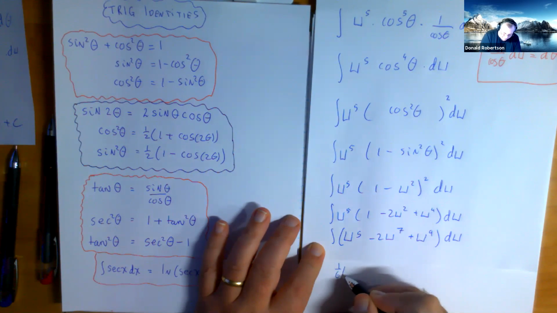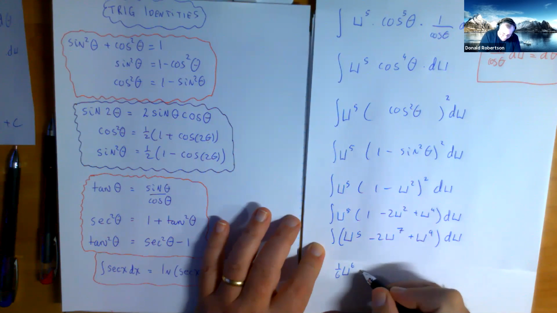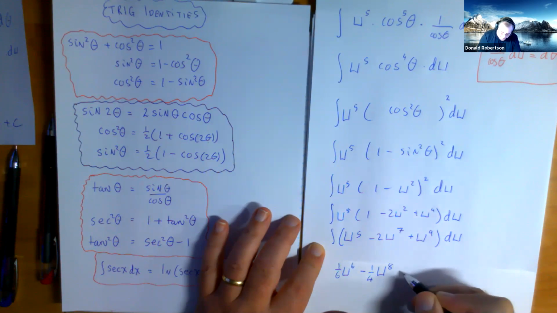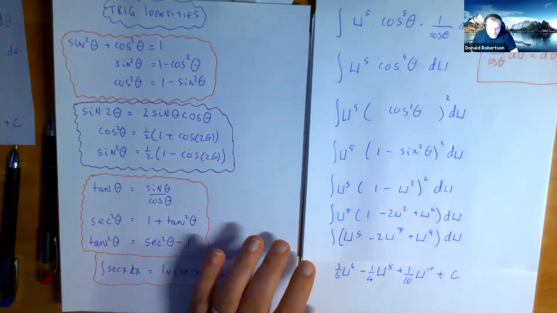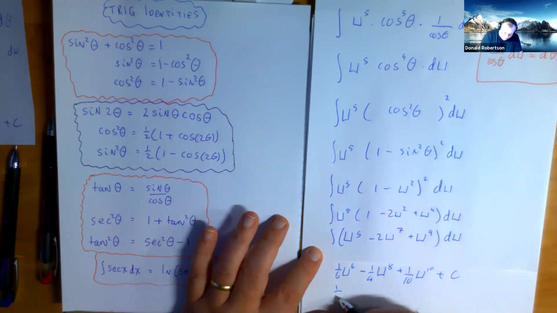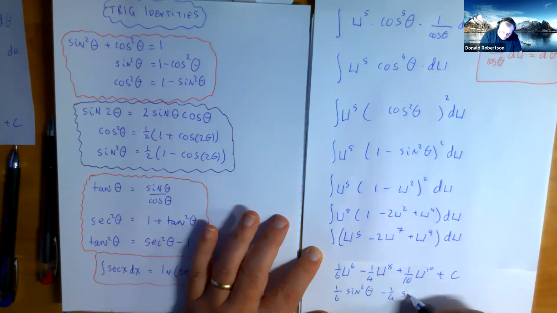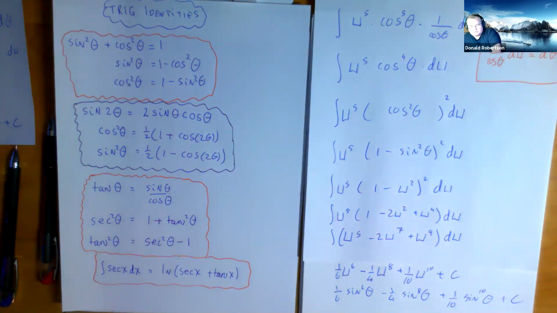Add 1 to the power, divide by the new power, add 1 to the power, divide by the new power, and one more of them. In my case, I'm doing a plus C. And then convert back to thetas.